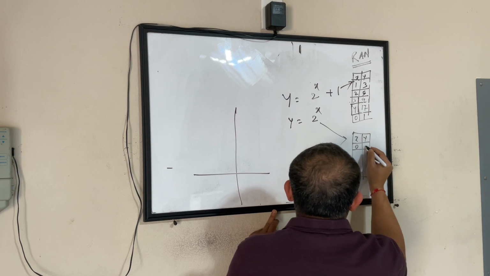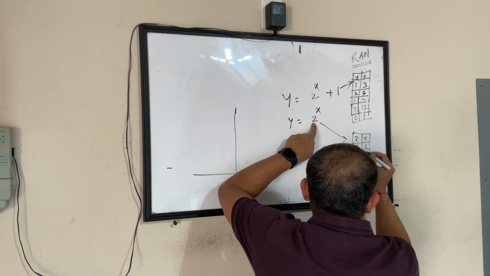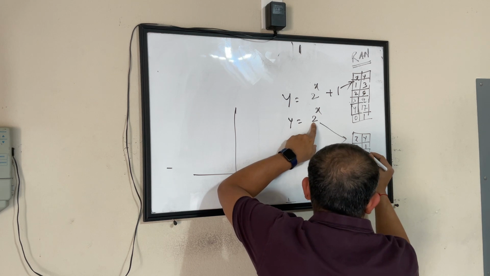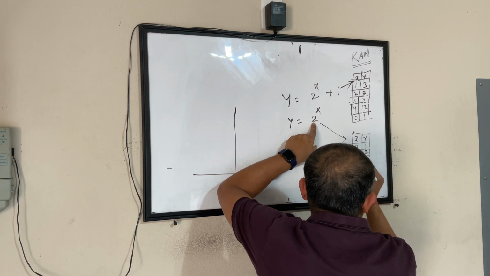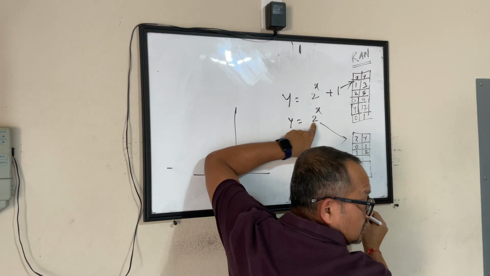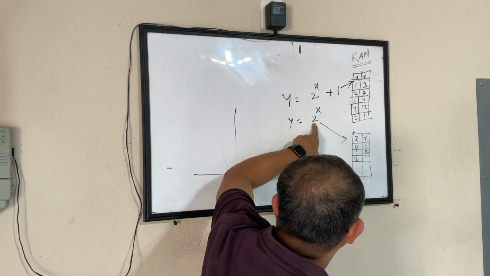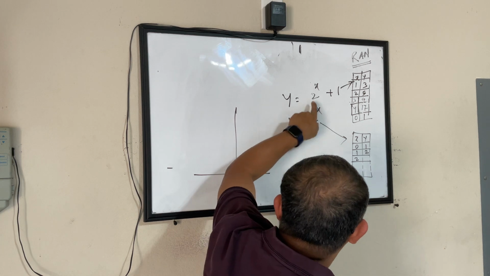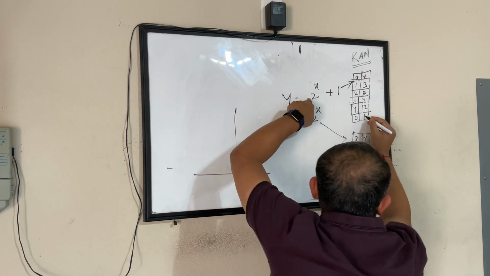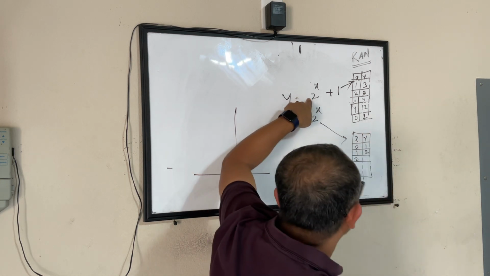0 is 1. 1 is 2. Wait. Yes? If 0 is 1, for the first equation, 0 would equal 2, right? Good catch.